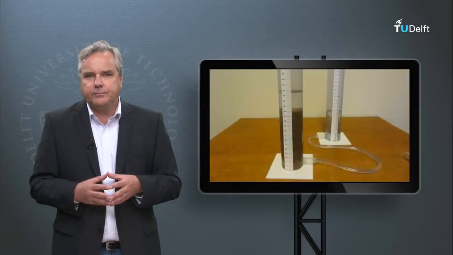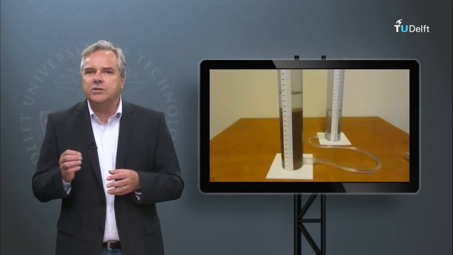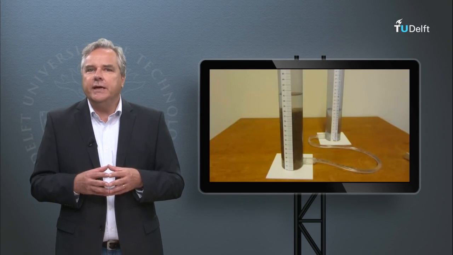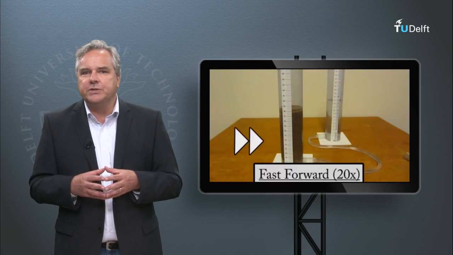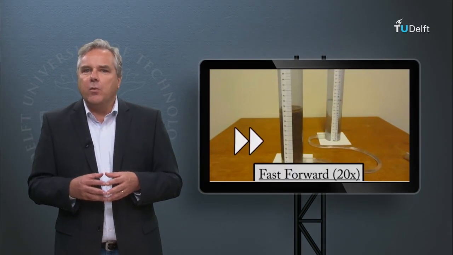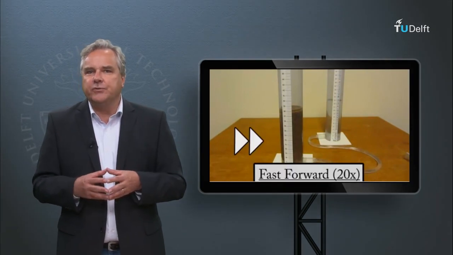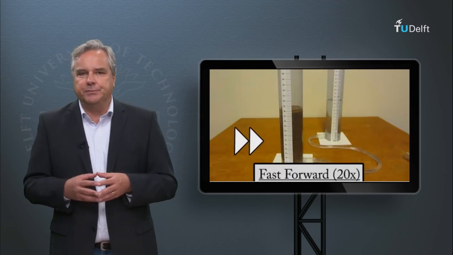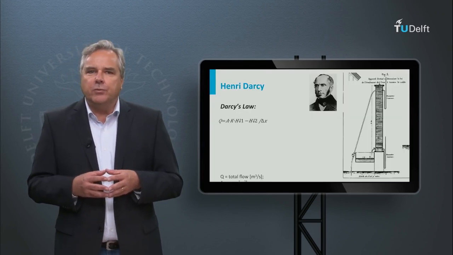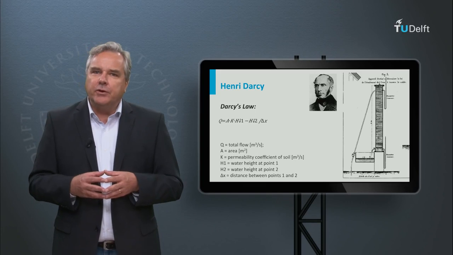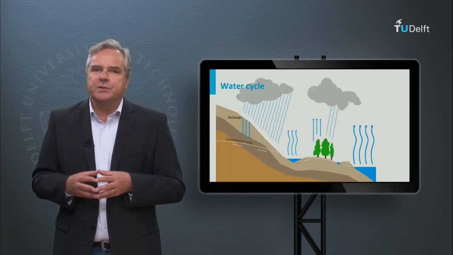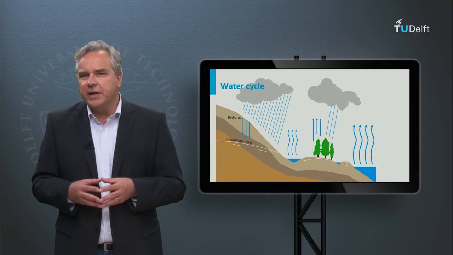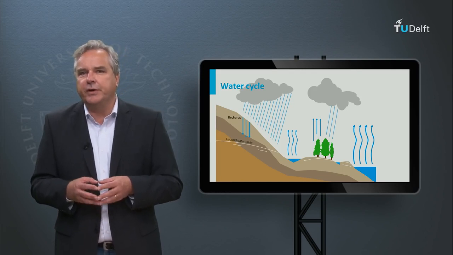We will now show how slow water moves through a sand column in a simple experiment which you can easily repeat at home. We have a column filled with sand which is saturated with water. When we open this tube, water starts to flow through the sand into this beaker. The amount of water flowing through such a column can be calculated using Darcy's law, named after Henri Darcy, who described this movement in 1856 in his design of the drinking water system of Dijon, France.